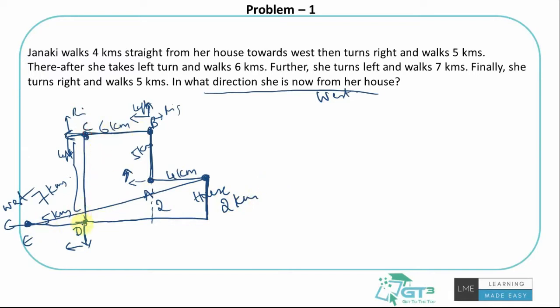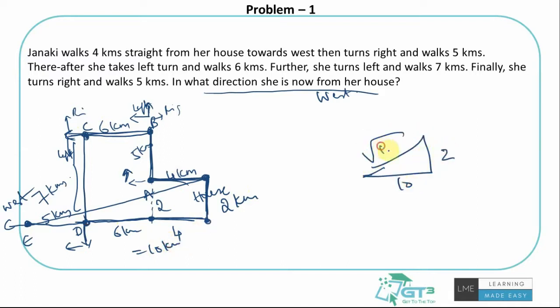And CB, I need to find between D and this point. Again I split this into CB 6. So obviously till this point it should be 6 kilometers. And this is 4. So it will be 10 kilometers on the whole. So it's simply a right angle triangle with 2 and 10 as the legs. So this will be square root of 104 kilometers.